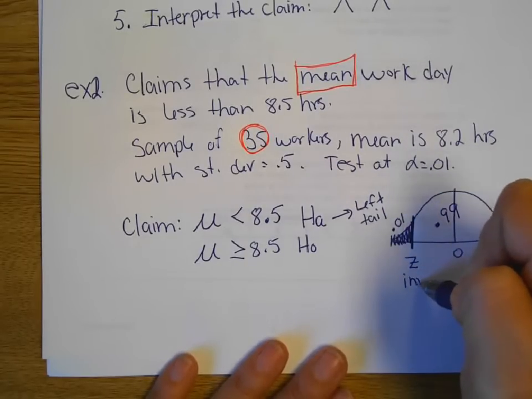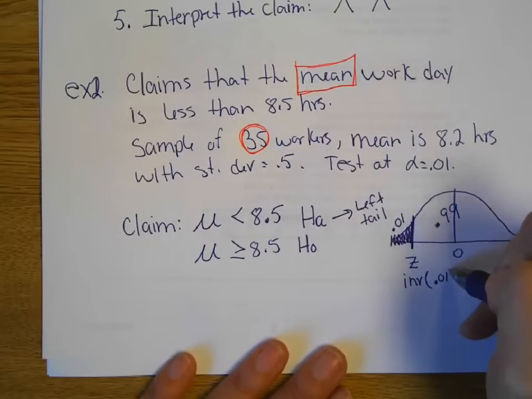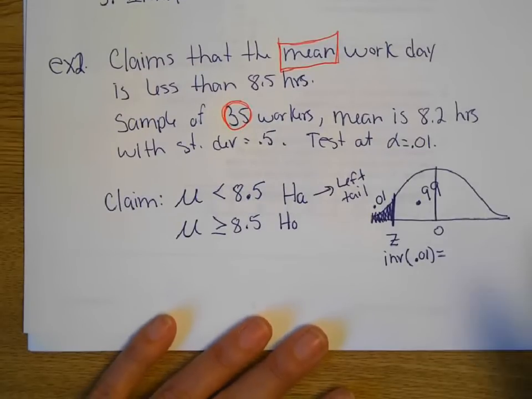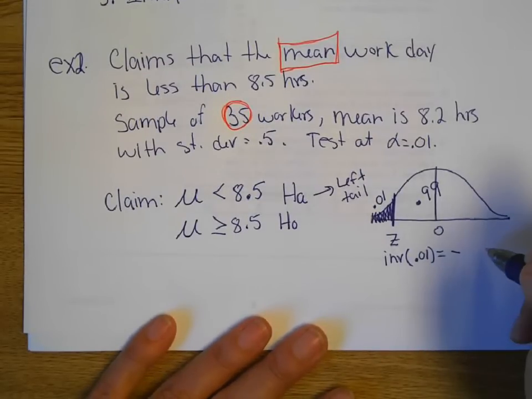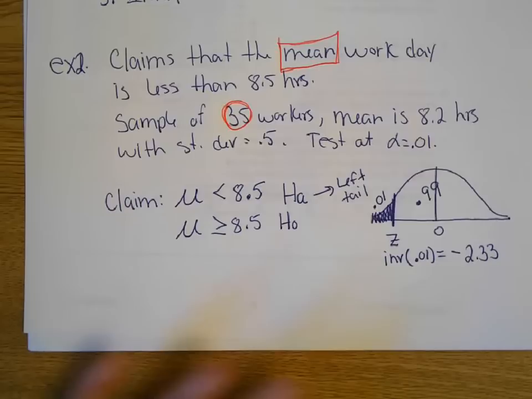So you're going to do the inv norm of what? 0.01. Very good. Area to the left. A negative what? Negative 2.33. Okay. So step 2 is done. Now we're on to step 3.